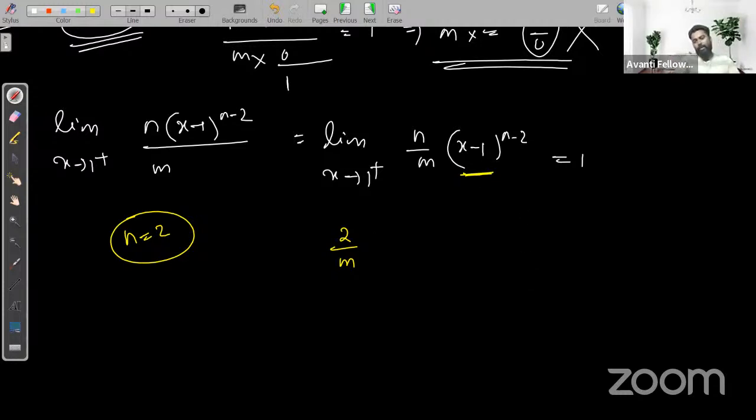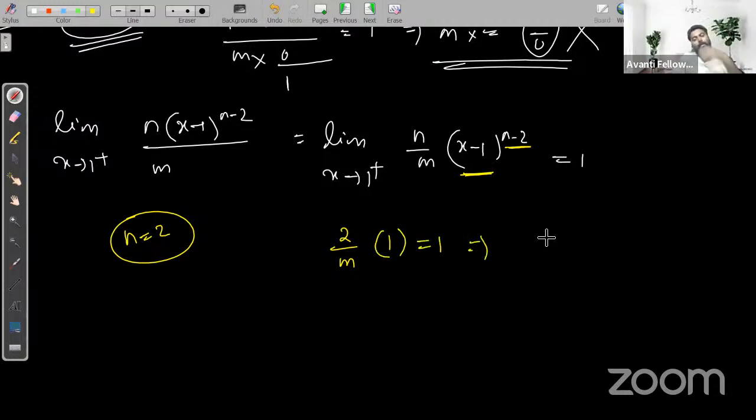1 plus means we can take 1 point something, 1.0000009. Suppose I am taking 1.0000009 and minus 1 will be giving you 0.0000009 to the power 0, right? Here in the power you will be getting 0, that means 1 something to the power 0 is equal to 1.